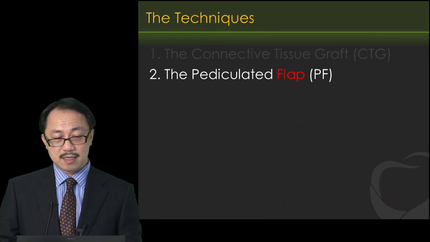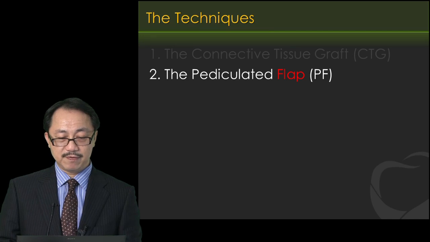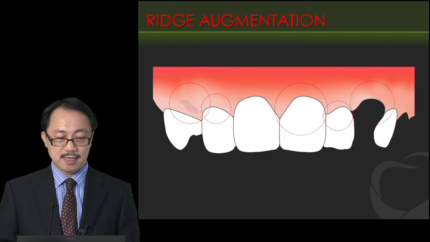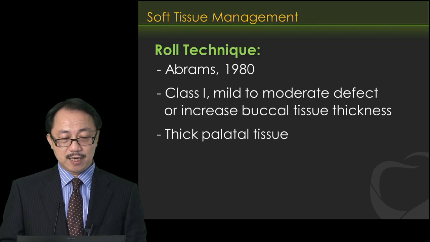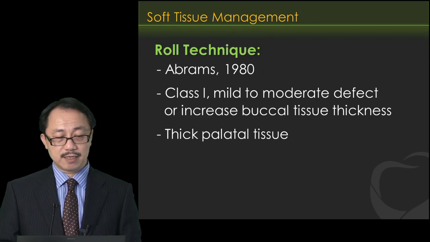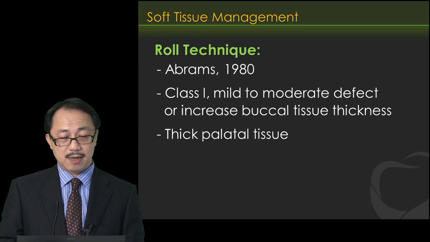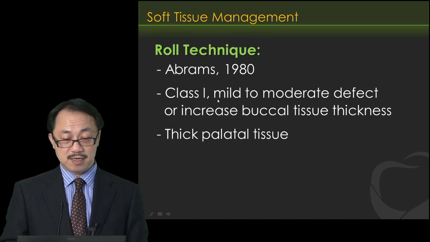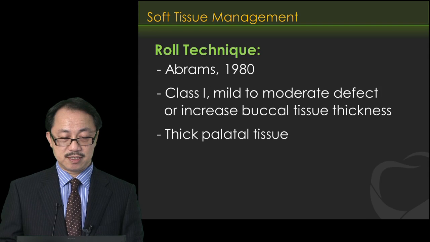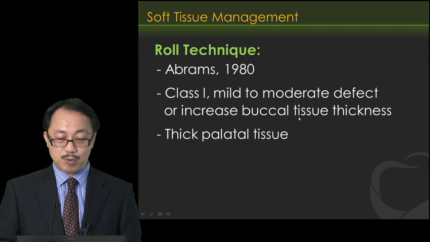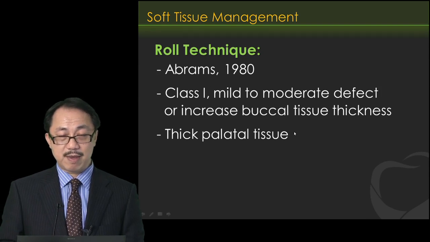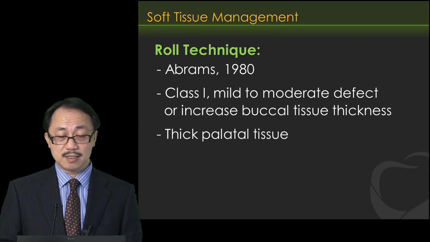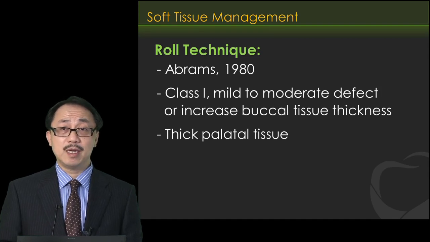Now we look at the second technique, the flap, which is called the pedicled flap. It's good for ridge augmentation. Primarily, the technique we're using is a modified roll technique originated from Abrams in 1980. It was meant to correct class 1 mild to moderate defects or to increase the buccal tissue thickness. The only requirement is that the patient has to have a thick palatal tissue, which means the tissue has to be thicker than 3 millimeters.